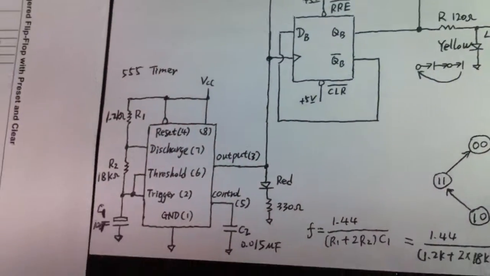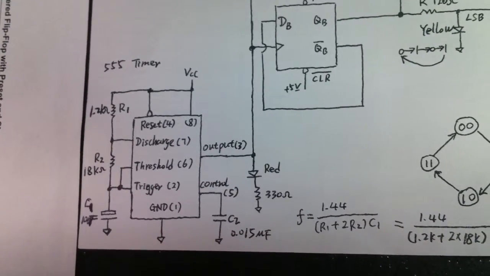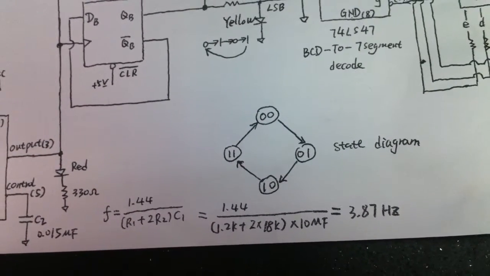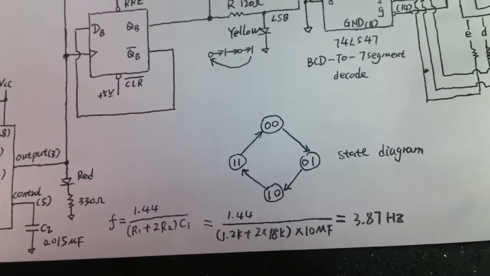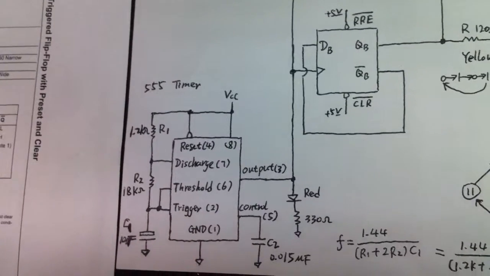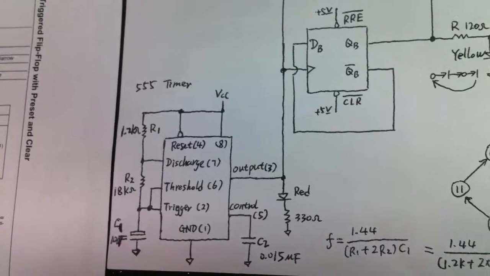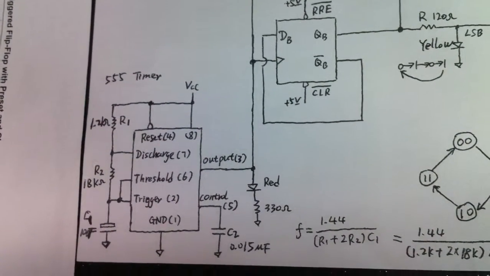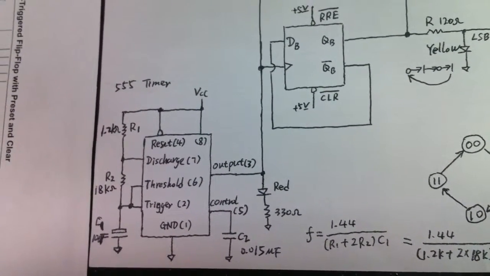We also use a 555 timer as the clock input for the D flip-flop. Here is one formula to get the output frequency. In order to observe the state transition easily, we need a very low frequency. So we choose 1.2 kilohms for R1, 18 kilohms for R2, and 10 microfarad for C1, 0.015 microfarad for C2. C2 is a decoupling capacitor that is optional. You may leave it open.